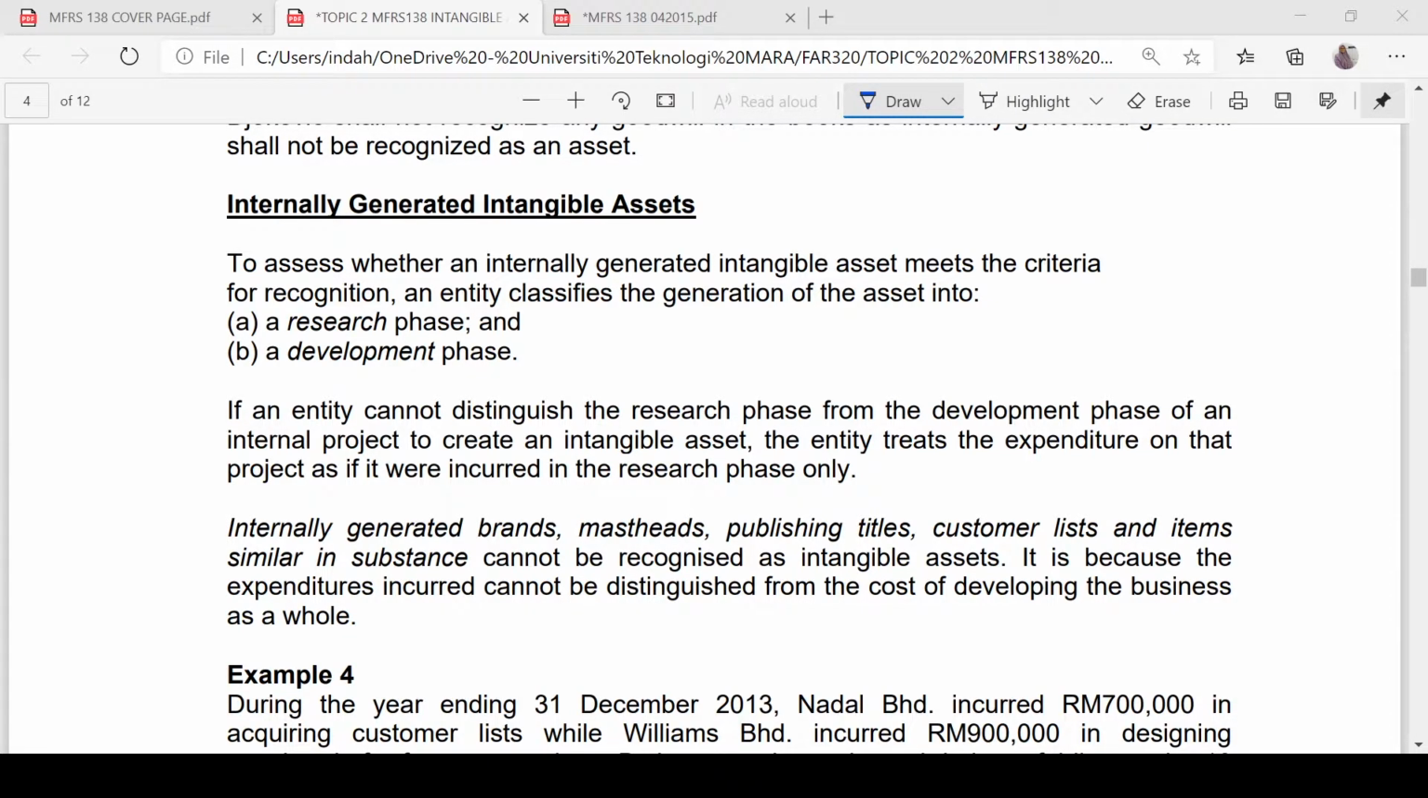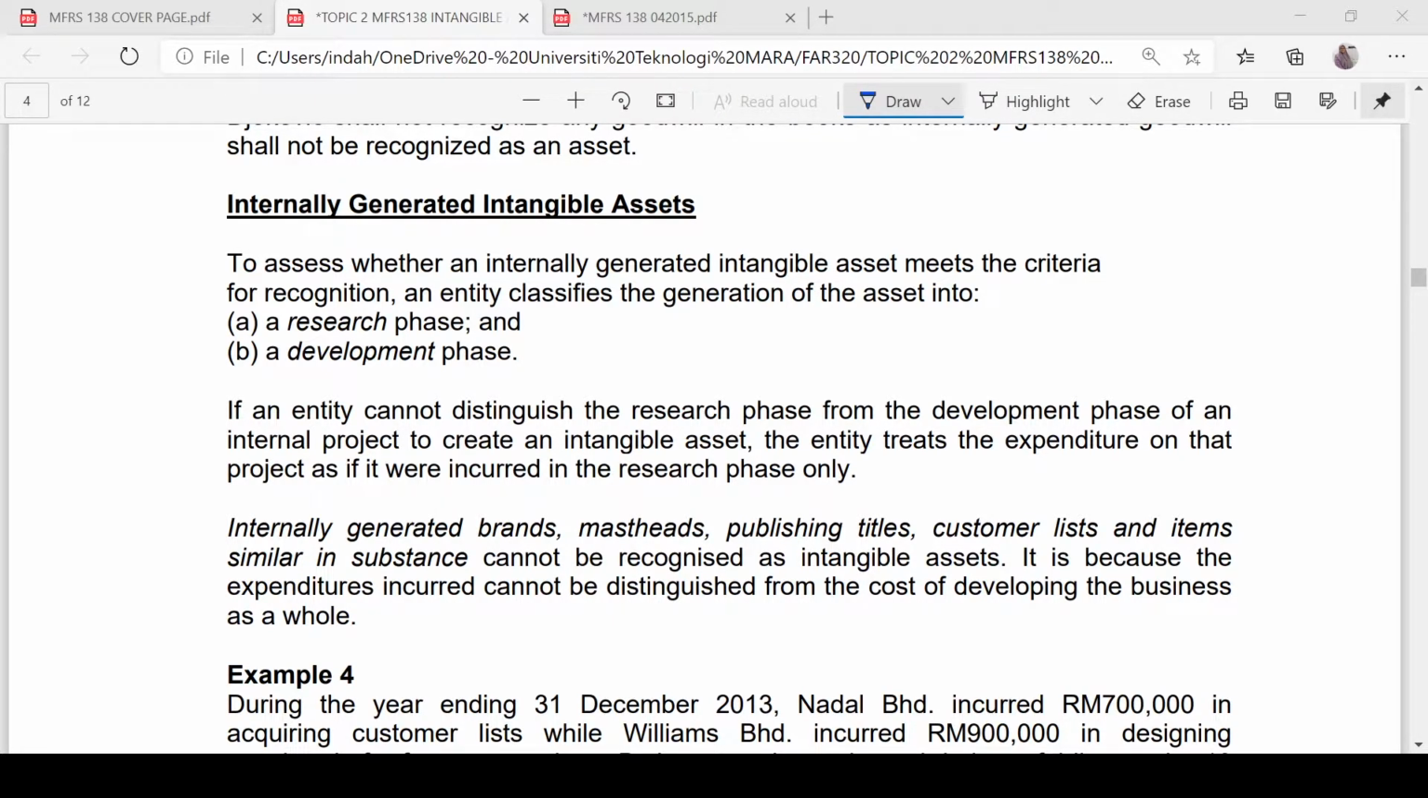But from the point of view of MFRS 138, these internally generated intangible assets are not to be capitalized as intangible assets, and all the costs incurred related to the internally generated intangible asset are to be written off in SOPL as an expense. It is because the expenditure incurred cannot be distinguished from the cost of developing the business as a whole. Most probably the design process, the process of creating the brand, the masthead, publishing title comes from the inside, from the employees of the business, who also work on other things as well.